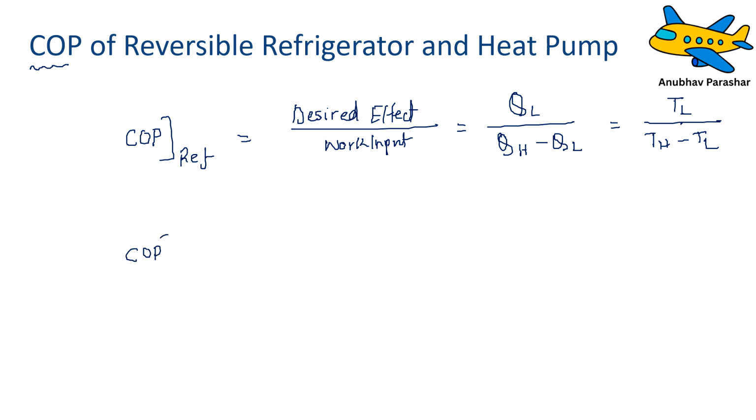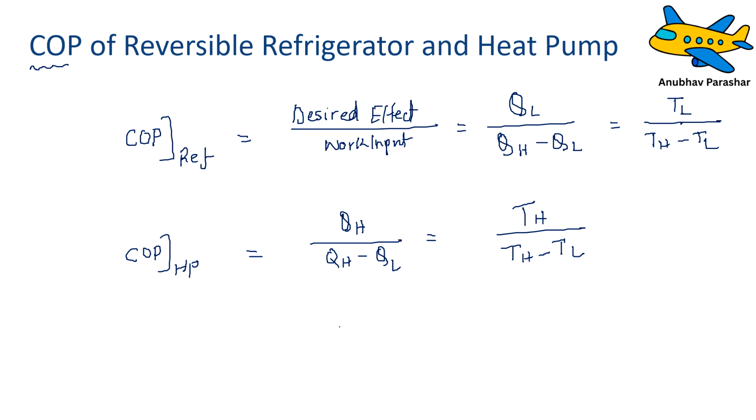Similarly, how can you write the COP of a heat pump? Desired effect is QH, right? Work input is going to be the same: how much heat is being supplied to the higher temperature, minus how much heat has been absorbed from the lower temperature. So this can be written as T higher divided by T higher minus T lower. And if you compare the COP of a heat pump and a refrigerator, you'll see that the COP of a heat pump is going to be COP of a refrigerator plus 1.